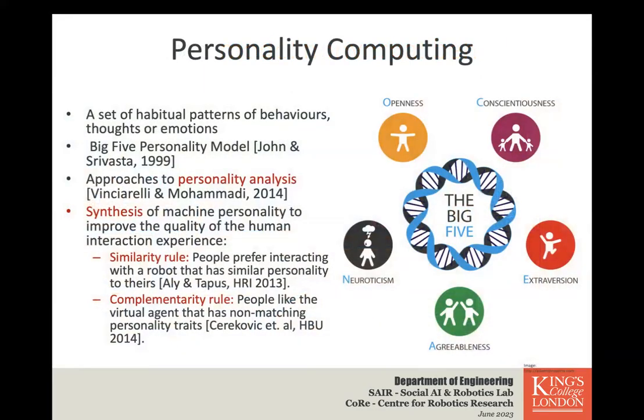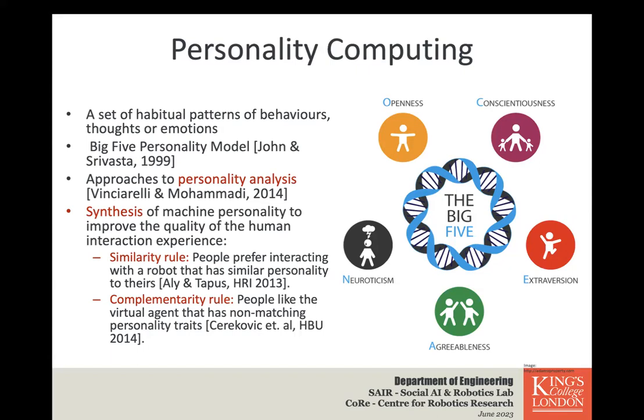One of the topics that model nonverbal behaviors from videos, one of the things that we can predict is the human's personality. Personality is very important because it tells about how our interaction partner might behave, their habitual behaviors, thoughts and emotions. And there is already a lot of work in the literature, and most of it takes inspiration from the Big Five personality model from psychology, which measures personality along five directions: neuroticism, emotional stability, agreeableness, extroversion, conscientiousness, and openness.